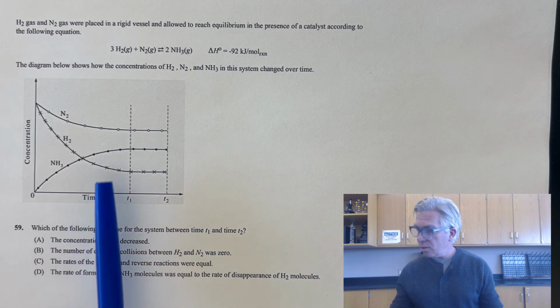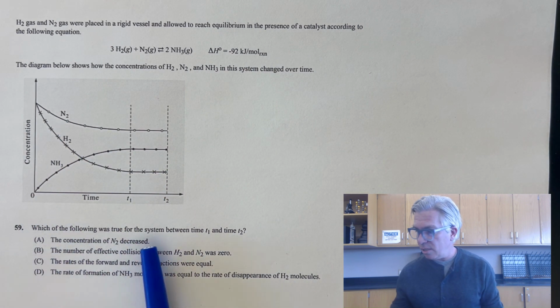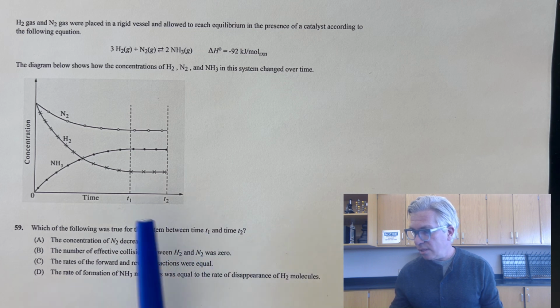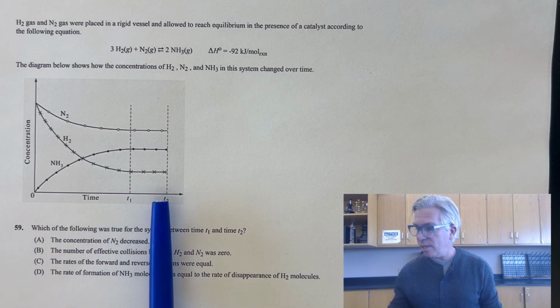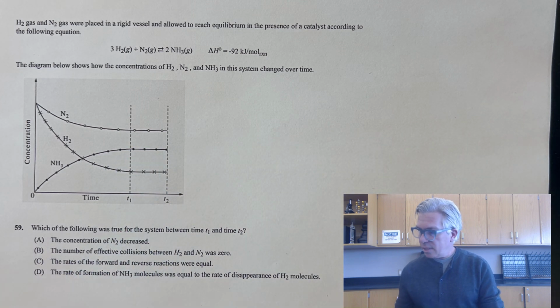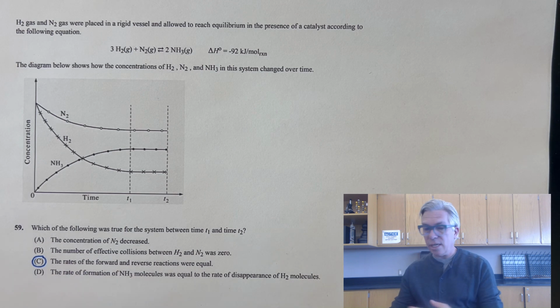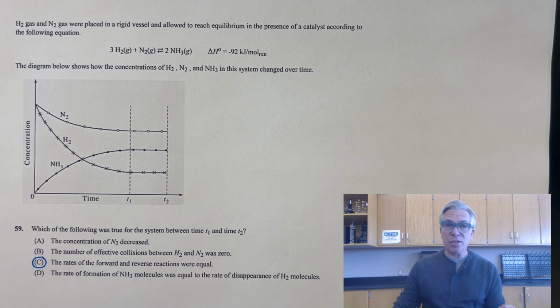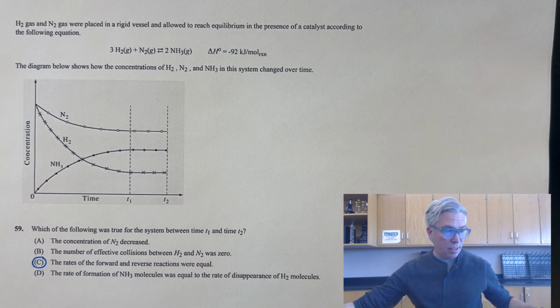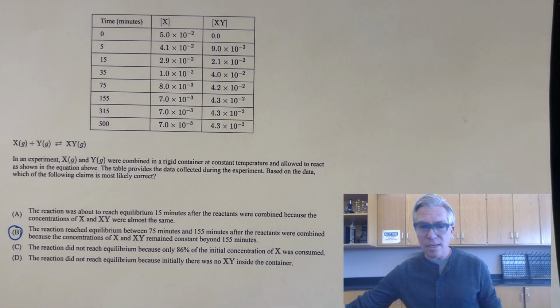But the diagram is shown here, and the question is, which of the following was true for the system between time t1 and t2? So during those two times, everything was pretty constant, which tells me that the system has reached equilibrium. And the answer that goes along with that the best is that the rates of the forward and reverse reactions were equal. That's pretty much in the definition of dynamic equilibrium. So that's that.